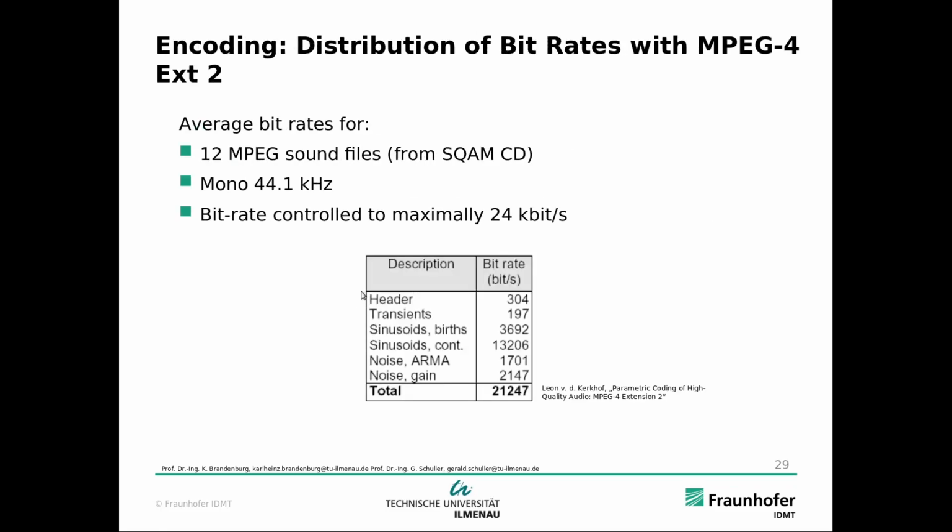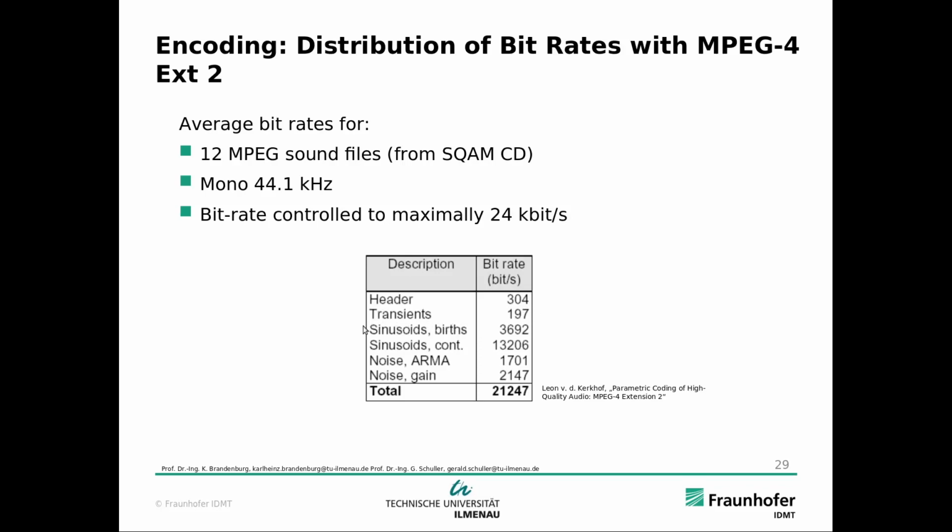Here you can see a typical bitrate example. Here we have sound files from the MPEG so-called SQAM CD, 12 sound files. It's usually individual audio sources or audio objects at mono 44.1 kilohertz, and the bitrate is controlled to a maximum of 24 kilobits per second. And here you can see the bitrate distribution. The header gets 304 bits per second, so somewhat low. Then the transients are just 197 bits per second, quite low.